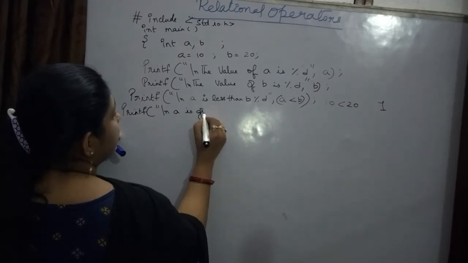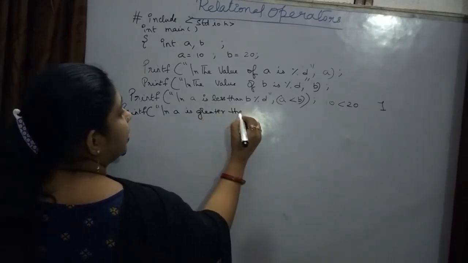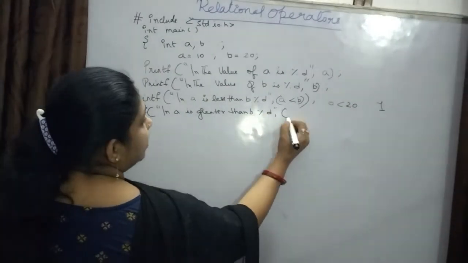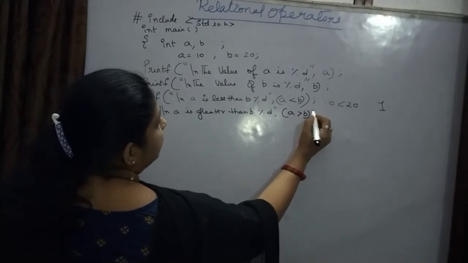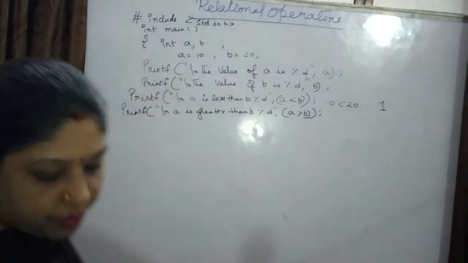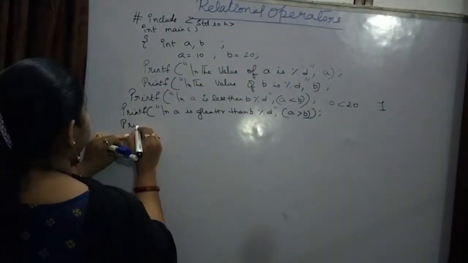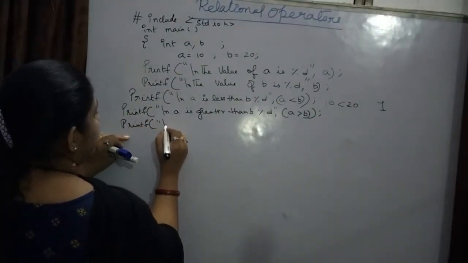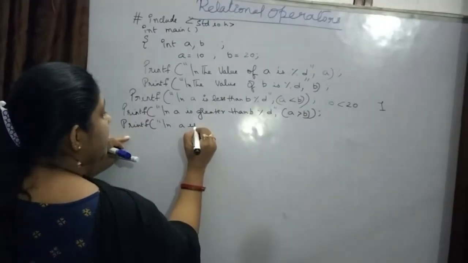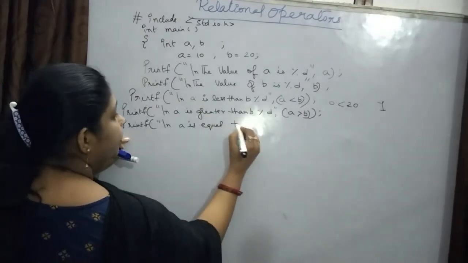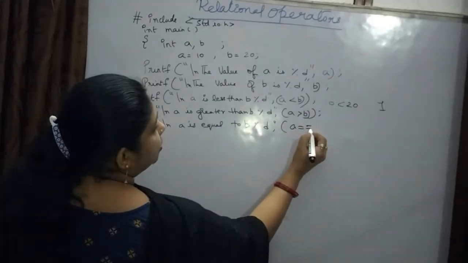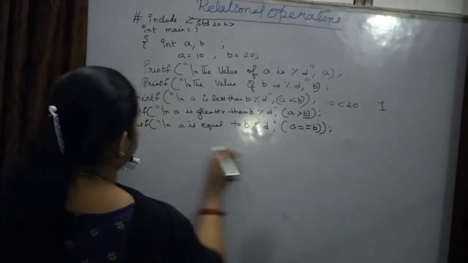a is greater than b. %d, a is greater than b. Right? Am I right? A is greater than b. Now printf \n, a is already less than is over, greater than over. Now a is equal to b. %d, close it. Now a is equal to b. Now printf.